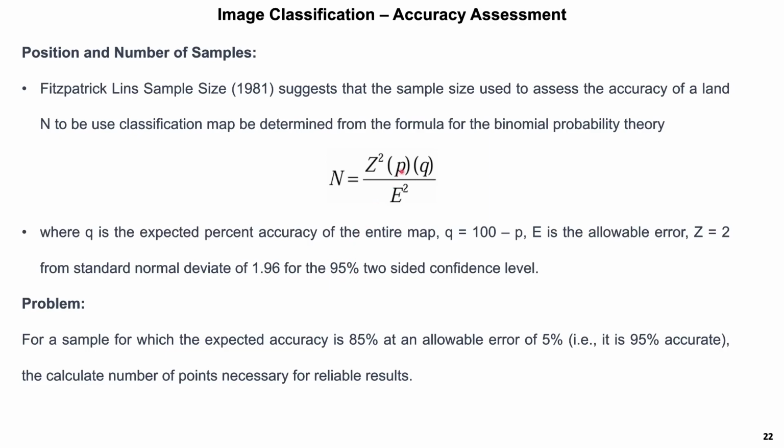So if you desire that your map must be 85 percent accurate, so you know what P is, then you will be able to find Q, and the allowable error is only 5%. Then you can calculate the minimum number of points that is required. So can you quickly calculate, for 85% accuracy and 5% allowable error, what is the number of points required?